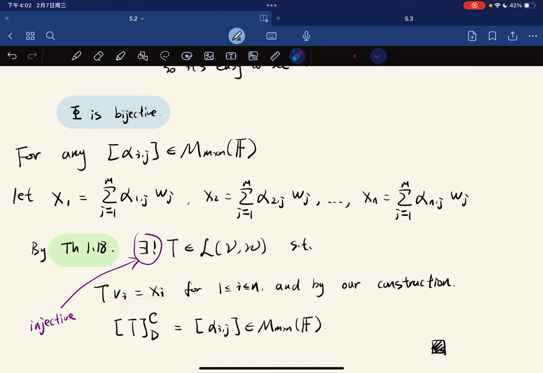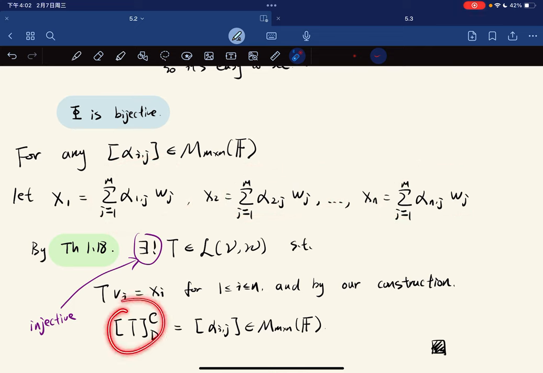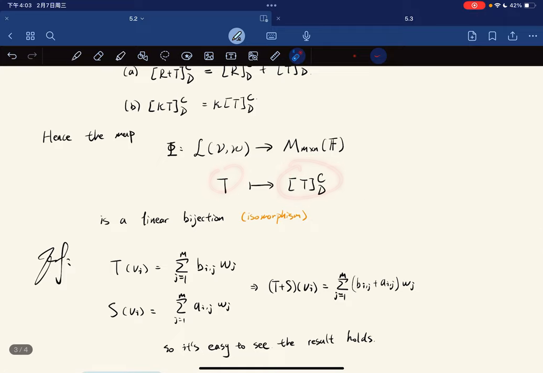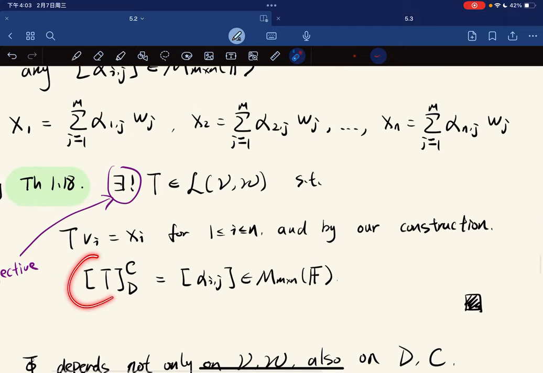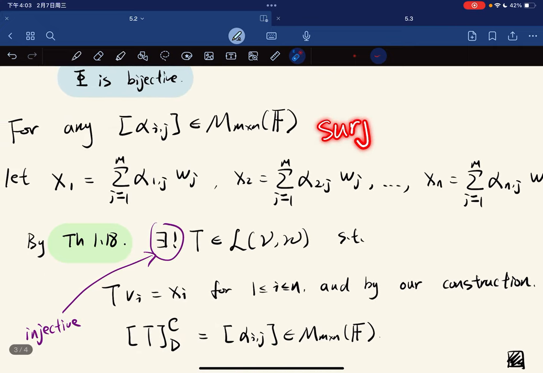Now, with that being said, from our construction, it's easy to see that this matrix is really just f of ij. So for any matrix, we have a linear map such that this mapping is equal to the given matrix. Here we only show that it is surjective, but the uniqueness shows that it is injective.